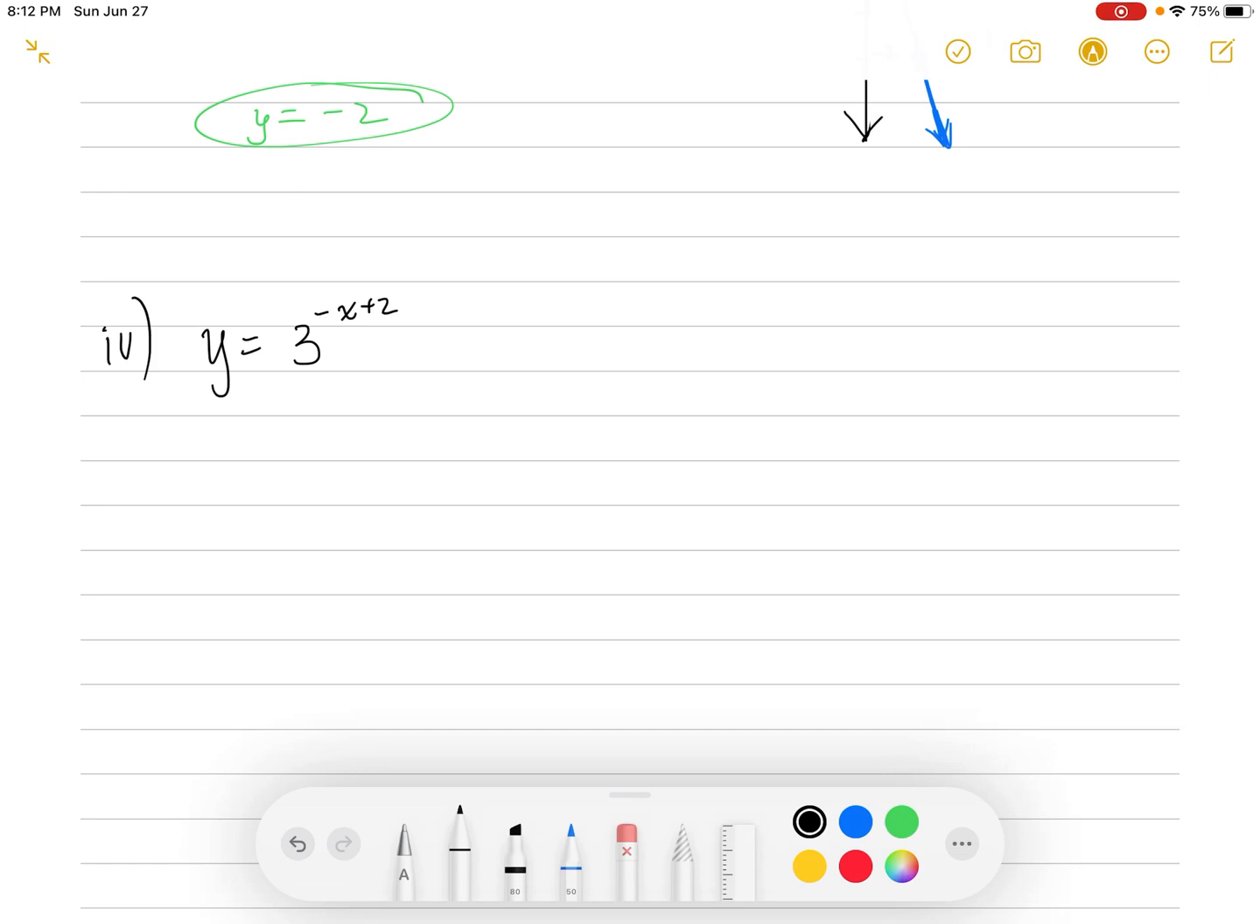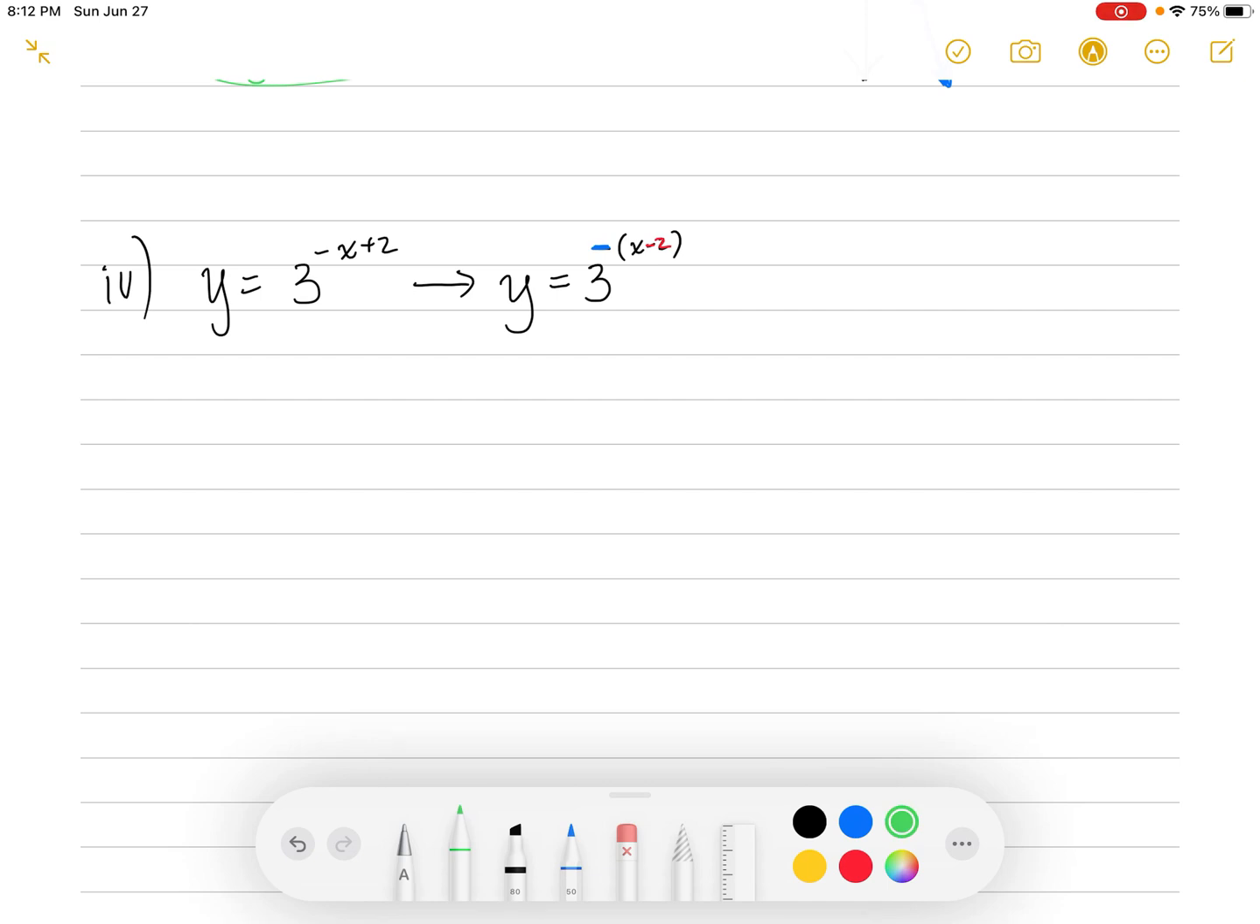Do I have a problem here for number 4? Yeah. We got y equals 3 to the negative x plus 2. So this is some sort of exponential that's going to be shifted and reflected about the y-axis. If you wanted to think about this, you could rewrite this as y equals 3 to the negative parentheses x minus 2. This negative out front reflects it about the y-axis, and then this minus 2 inside the parentheses is going to shift it right 2 afterwards. But you don't have to go through those transformations here.